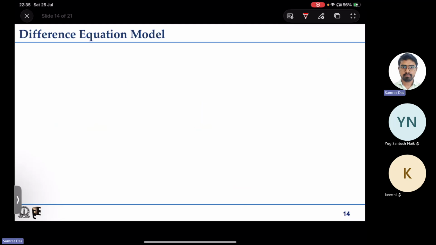So let us start with a brief introduction to the difference equation model. Only the basics we will discuss, and afterwards we'll conclude and continue in our next one. The difference equation is a discretized form of the differential equation model.